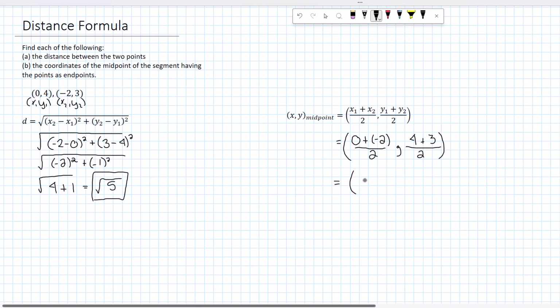0 plus -2 is -2 over 2. And then 4 plus 3 is 7 over 2. Now we're going to leave this as an improper fraction, but we do need to simplify this one. That means our midpoint is going to be at (-1, 7/2).